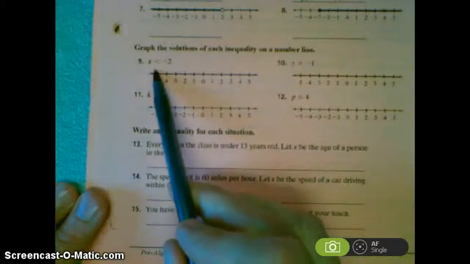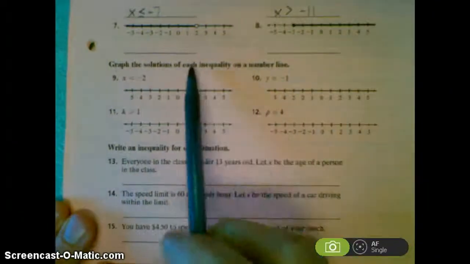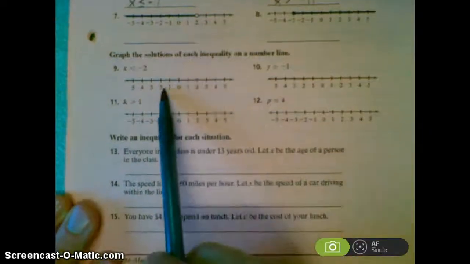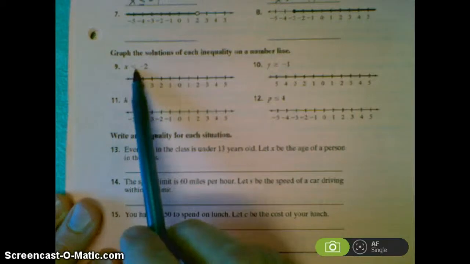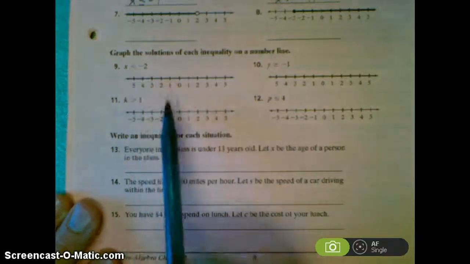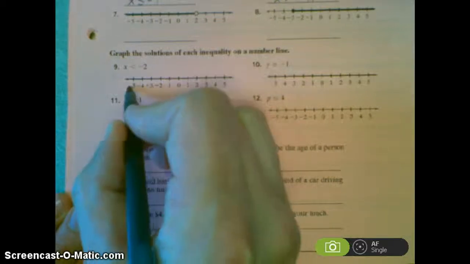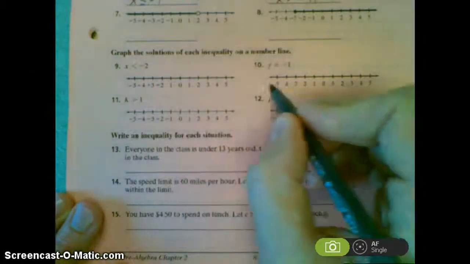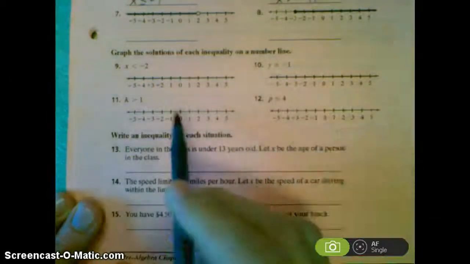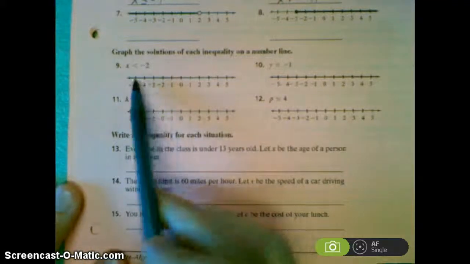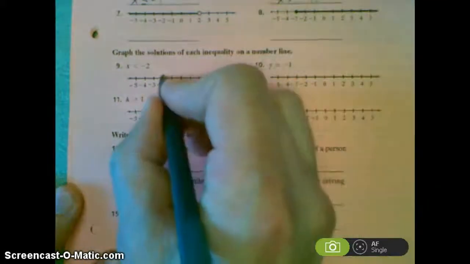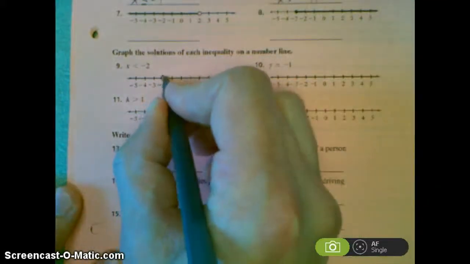Let's see. Graph the solution. Now you're going from being given the graph to actually having to create the graph. So x is less than negative 2. X is a number that is smaller than negative 2. Now these should have negative signs in front of them, but you probably guessed that. So should these. I don't know why this printed this way. But anyway, it's less than negative 2, so it's going to be an open dot because it doesn't include negative 2. And since they're saying less than, we'll go that way.